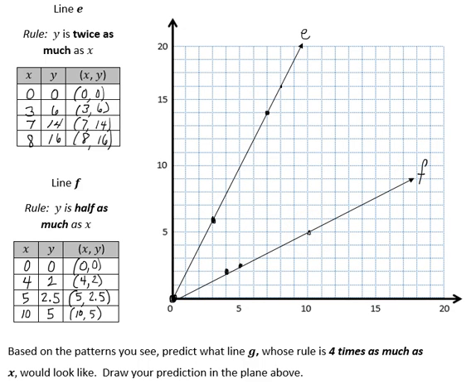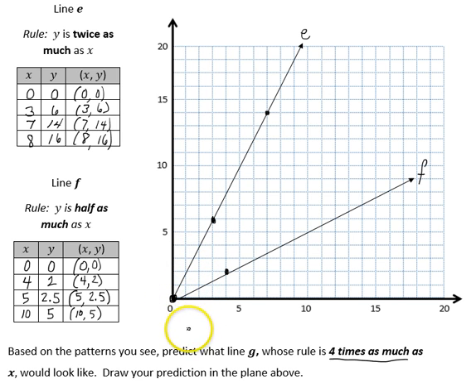And the final direction says, based on the patterns you see, predict what line G, whose rule is 4 times as much as x, would look like, and draw your prediction in the plane. Well, if we go back to our charts, the first one we multiplied by 2, and the second line we multiplied by 1/2. We took half as much. I would say that the greater amount we multiply by, the higher up or steeper the line is on the plane. But notice they both start at the origin of 0, 0. So they're not parallel, they intersect at the origin.